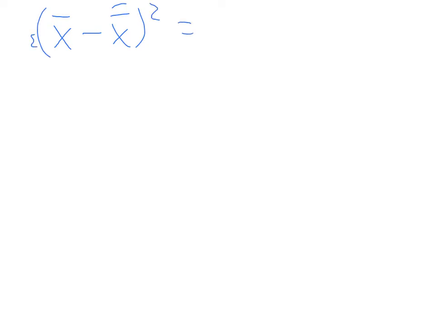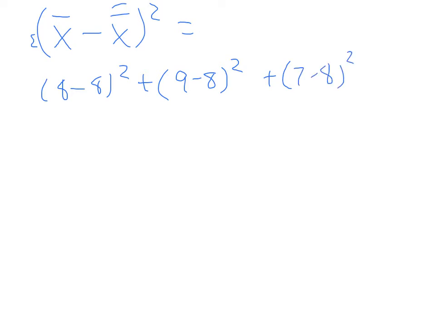squared. So if you remember, the first one was a mean of 8. You're looking at 8 minus 8 squared, which is 0, right? Plus, the next group was 9. 9 minus 8 squared, which is 1. And the last one was a mean of 7. So plus 7 minus 8 squared, which is also 1. Okay?